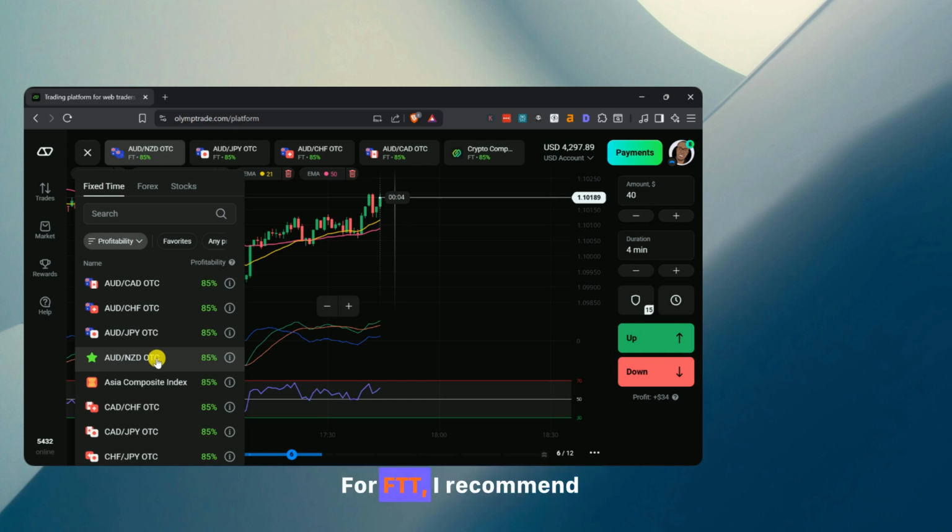For FTT, I recommend using 5-minute charts with 10-minute expiration times. This gives the indicators enough data to be reliable but keeps trades short enough to compound your profits throughout the day. For Forex trades, 15-minute or 1-hour charts work better, giving you more substantial moves to profit from.